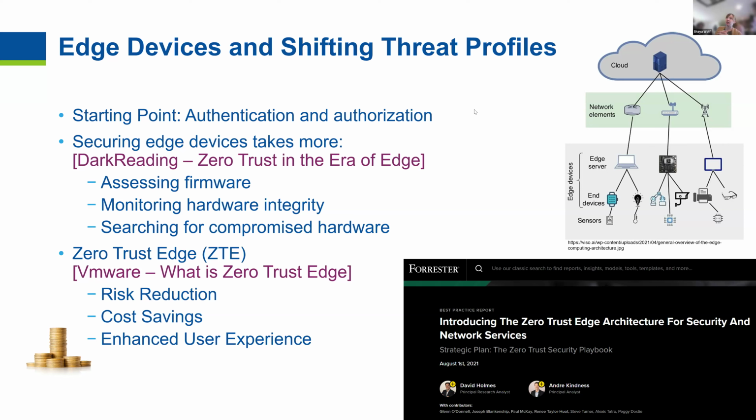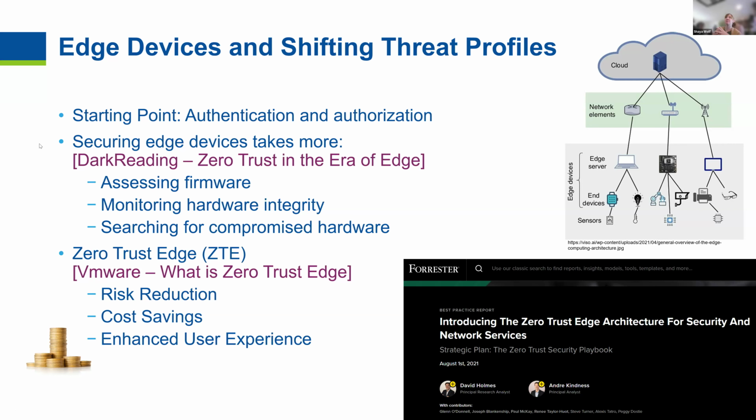For what we're doing, we are doing a lot more assessing firmware, monitoring hardware integrity, and finding ways to search for compromised hardware. A lot of that references back to some of our early work where we do a lot of machine learning on different aspects of firmware and such. So we're just pulling that research along, but it works really well in this larger conversation about Zero Trust and edge devices.